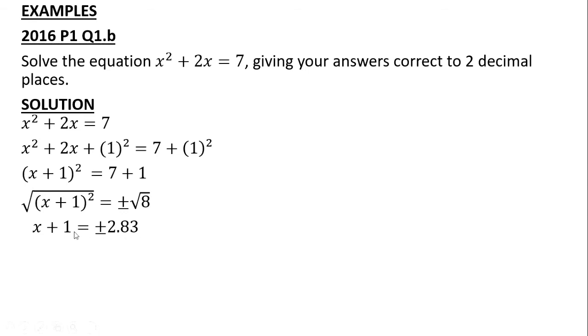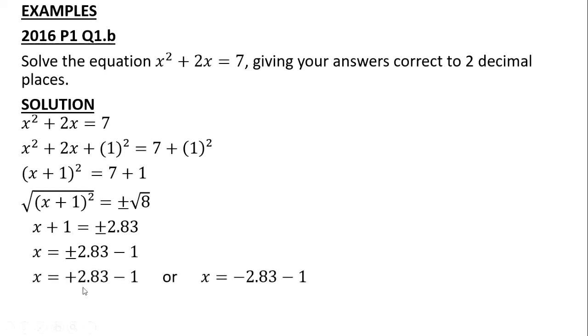We'll transpose this 1. It will become a negative on the right hand side. So we are going to have x equal to plus or minus 2.83 minus 1. Our first value of x will be positive 2.83 minus 1. And our second value of x will be negative 2.83 minus 1. Therefore, x equal to positive 1.83 or x equal to negative 3.83.